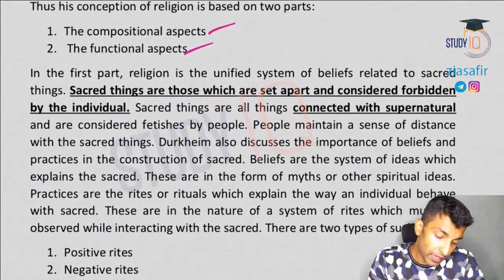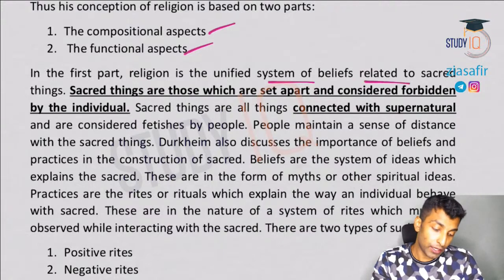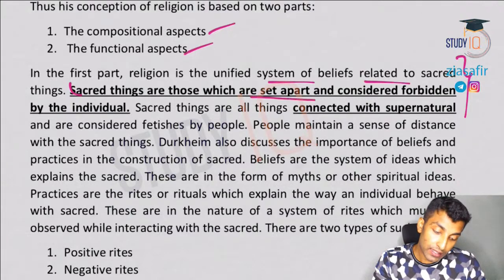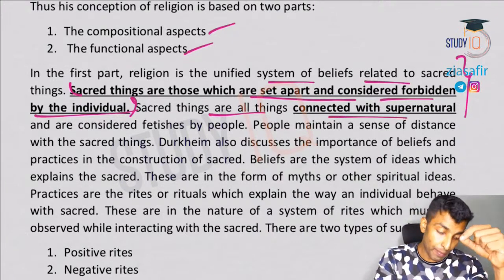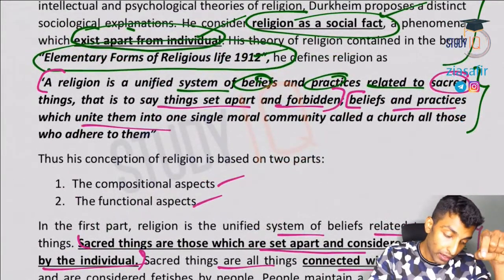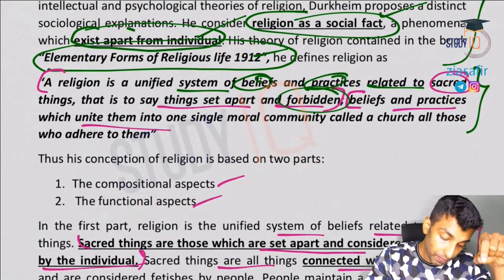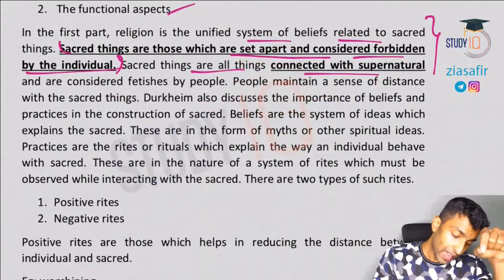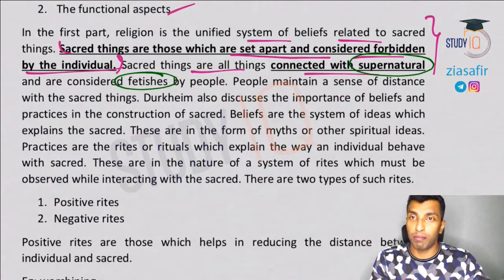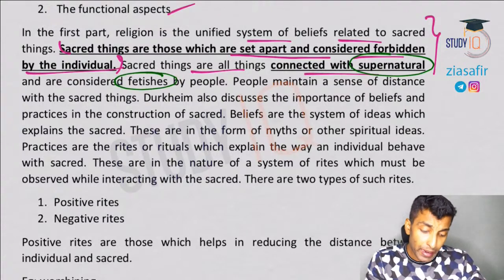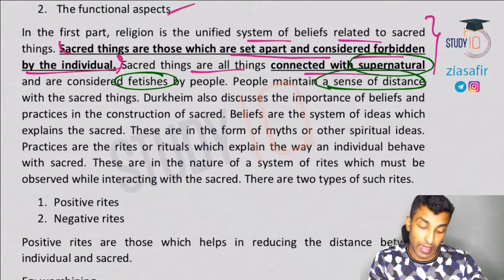So in the first part, religion is a unified system of beliefs related to sacred things. Okay. Then, sacred things are those which are set apart and considered forbidden by the individual. Sacred things are all things connected with supernatural. So sacred things are set apart and forbidden, that you can find from here. You can see here forbidden, set apart. And these are having supernatural force. They are considered as fetishes by people. People maintain a sense of distance with the sacred things.